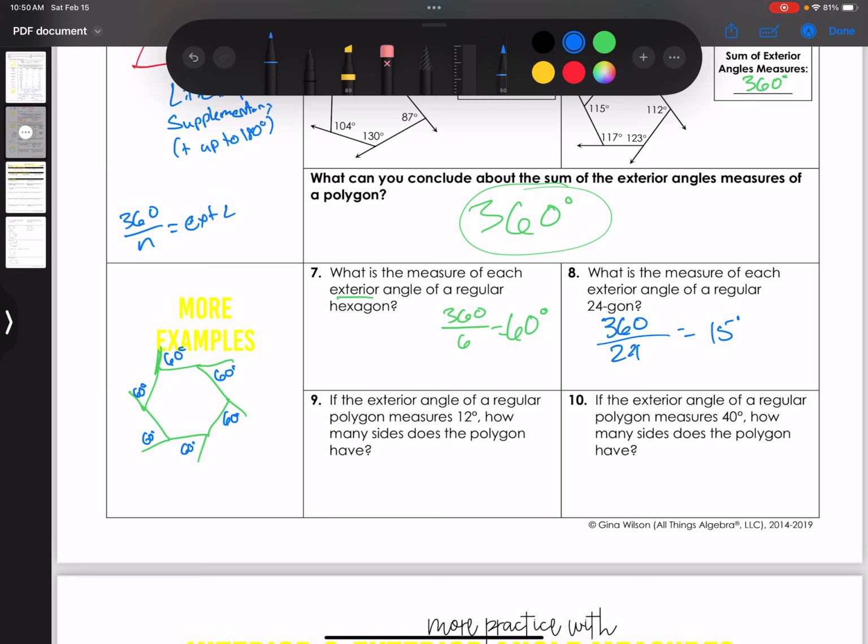What if instead of giving you the number of sides, I give you the exterior angle instead, like number 9? It says, if the exterior angle of a regular polygon measures 12 degrees, how many sides does the polygon have? Now let's use the formula we just talked about and plug in what we know. We've got 360 divided by n, we don't know the number of sides, but we do know that the exterior angle is equal to 12 degrees.